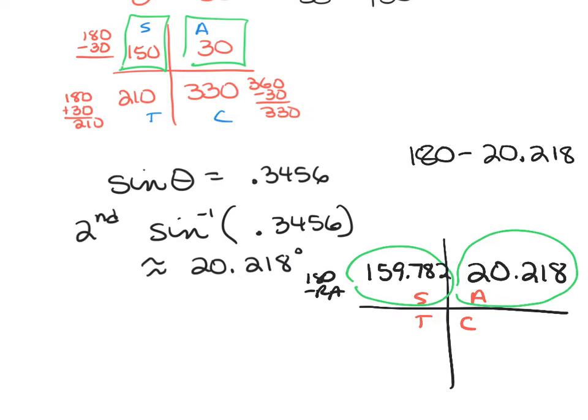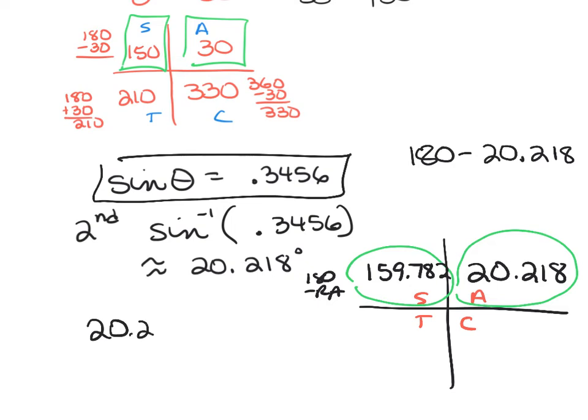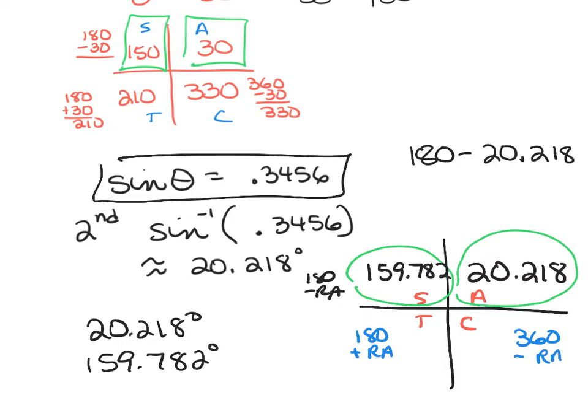So the answer to this problem, sine of theta equals 0.3456, is 20.218 degrees and 159.782 degrees. Remember, in quadrant 3, if that were what I was looking for, I would be doing 180 plus the reference angle, and to get the angle for quadrant 4, it's 360 minus the reference angle. And your reference angle is always the angle that's in quadrant 1.